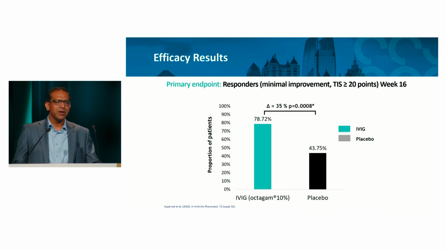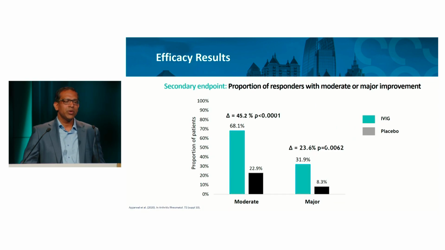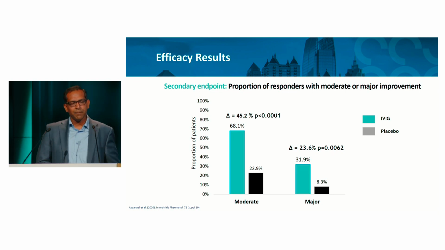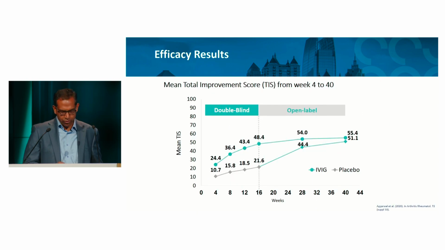Now, the primary endpoint was this: minimal improvement, the proportion of responders who achieved minimal improvement at week 16. In the IVIG group, 78.7% of patients improved as compared to 43.7% with placebo, which is almost half the IVIG group. This was a highly statistically significant result with a delta of 35%. Now, that was the primary endpoint, but to me it's a low bar, because minimal improvement just gets the patient a little bit better. So I really wanted to see the moderate improvement.